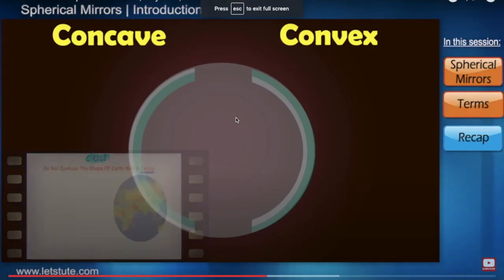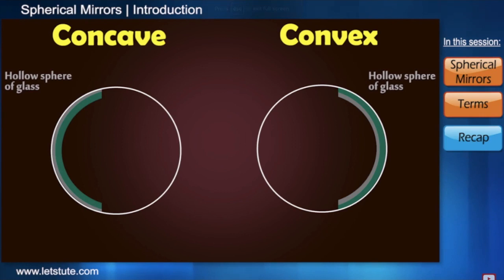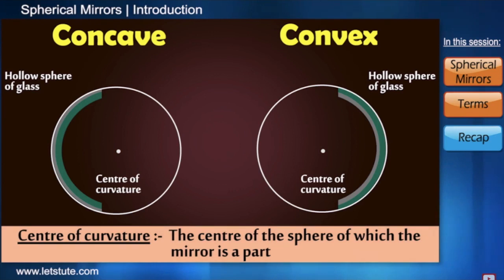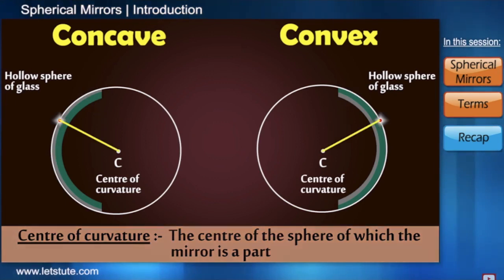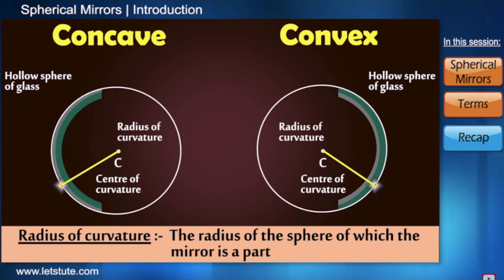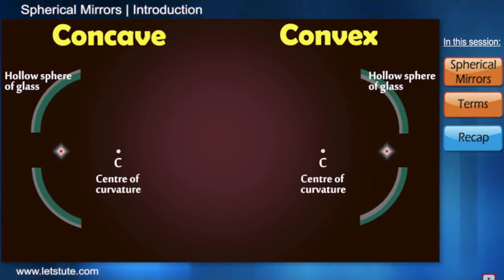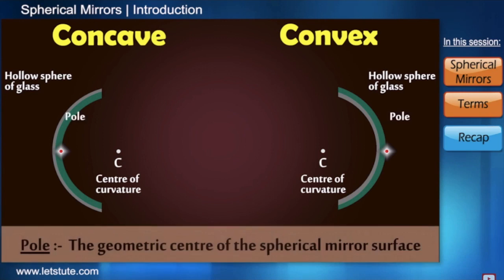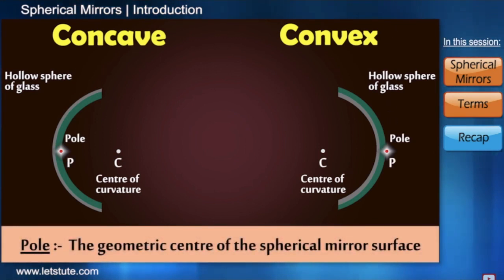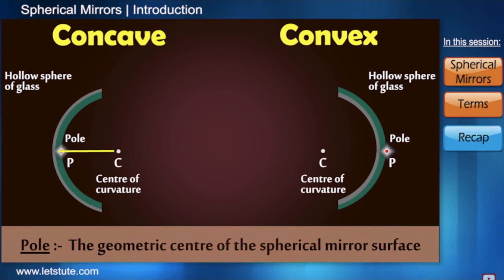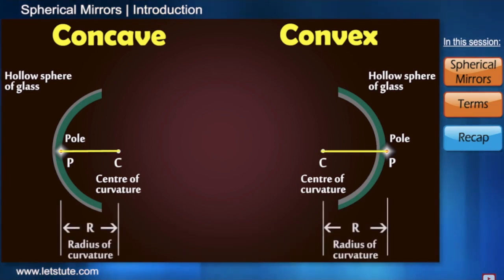Being a part of a circle or sphere, both of them are bound to have a center. This is called the center of curvature. It is denoted by the letter C. As is the case with any circle with a center, the distance between C and any point on the mirror is called the radius of curvature. It is represented as R. The point on the curve of the mirror which divides it into two equal halves is called the pole. It is denoted as P. Now again, as P is on the circle, the distance between C and P is also R.